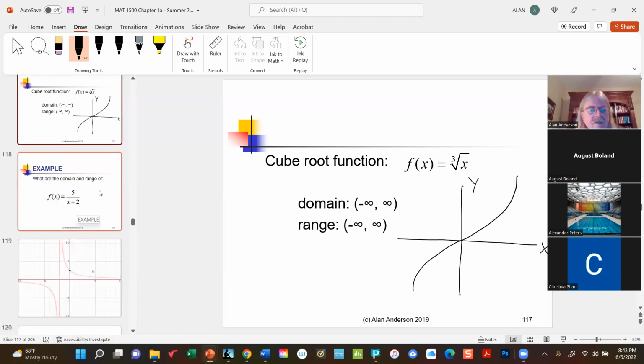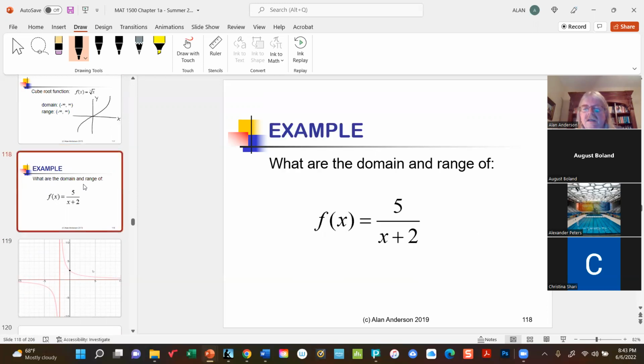All right, so now we're gonna look at some other examples and we're gonna figure out ourselves what the domain and range are. In each case, I'll show you the picture, the graph, so you can help yourself figure out what's going on here. In some cases, it's pretty straightforward. Like this one. What are the domain and range of this function?